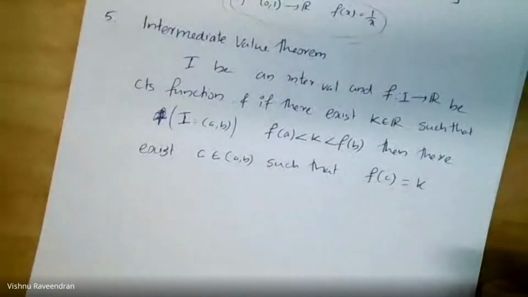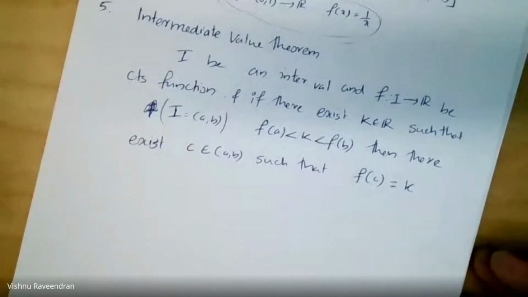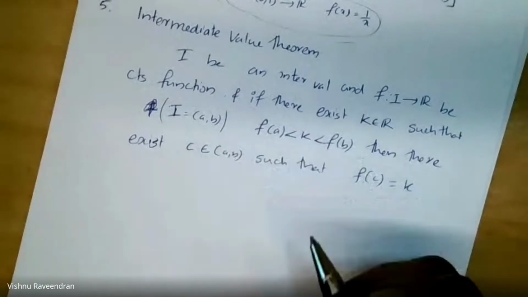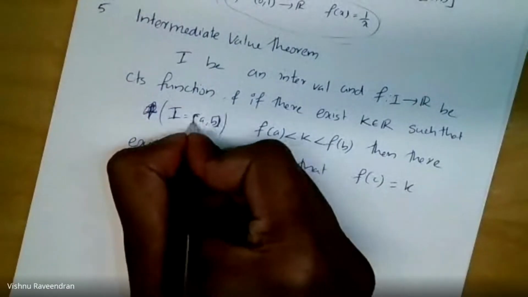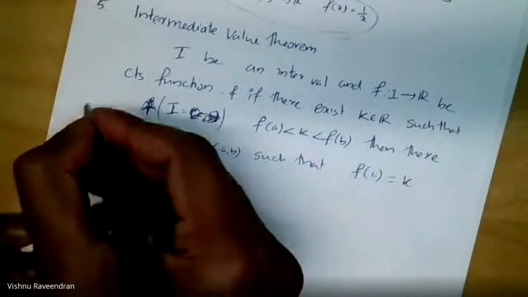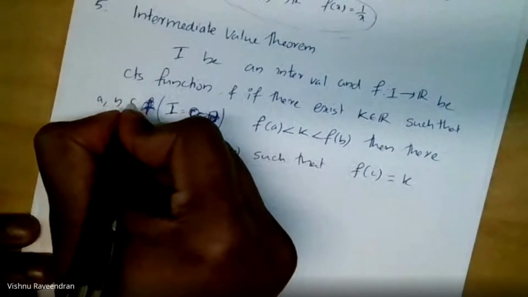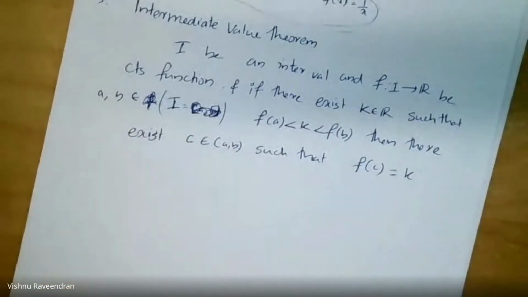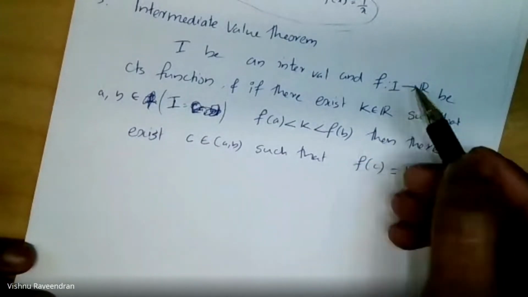So this is, I would say, one of the important theorems on continuous functions. Sir, I is a closed interval a comma b. No, I can be an open interval also. Yes, I understand. Or I can be any interval, and a and b elements of I. That also works here. So I will be any interval.